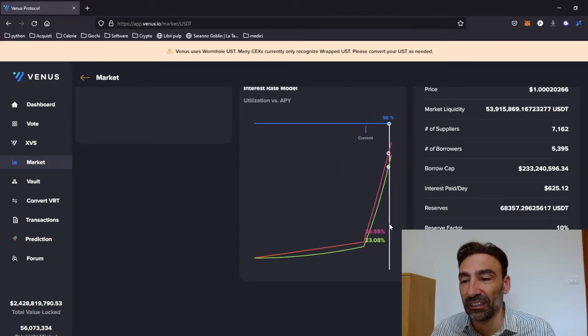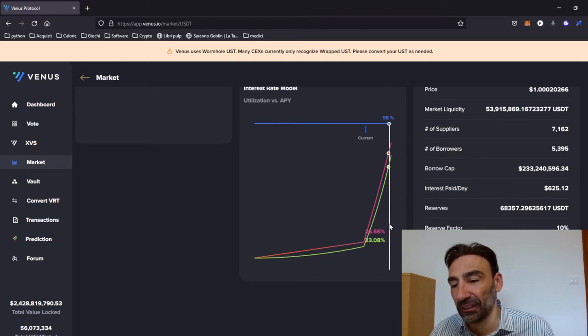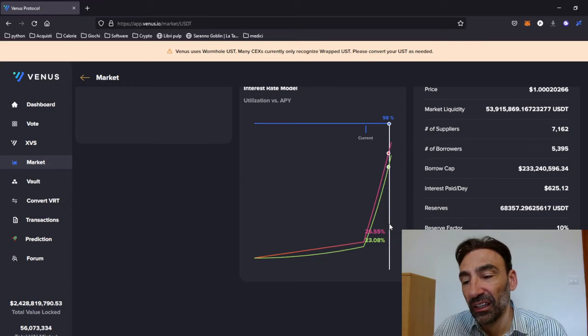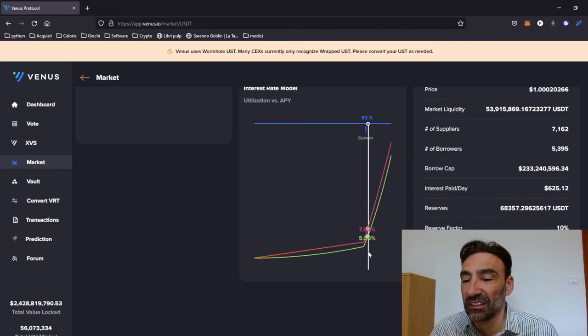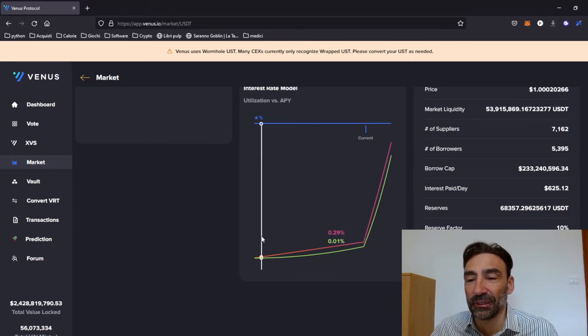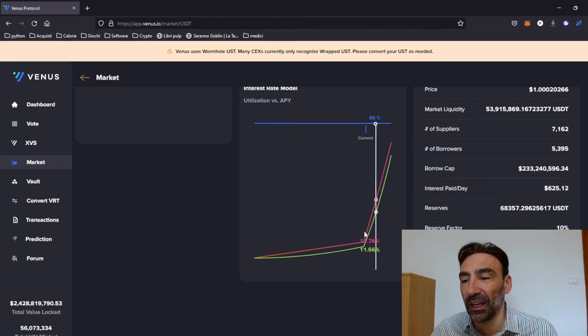For example, if 98% of the reserve is depleted, if you supply, you get 23, and if you borrow, you have to pay 26. Okay, so this is to disincentivize this part here. They want to have at least 20% of the supply ready.